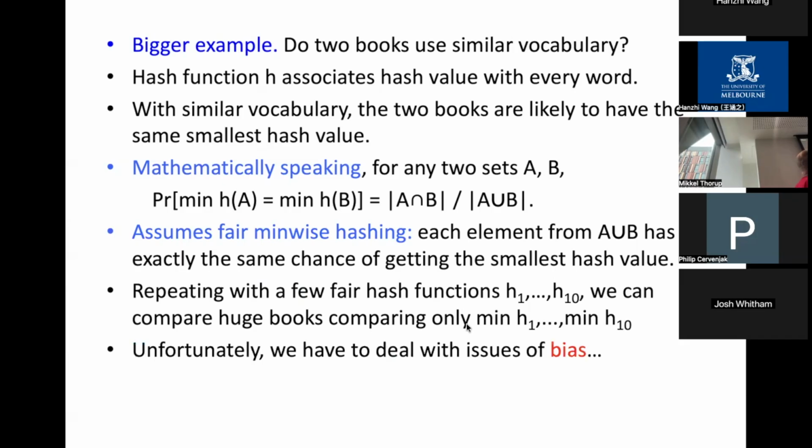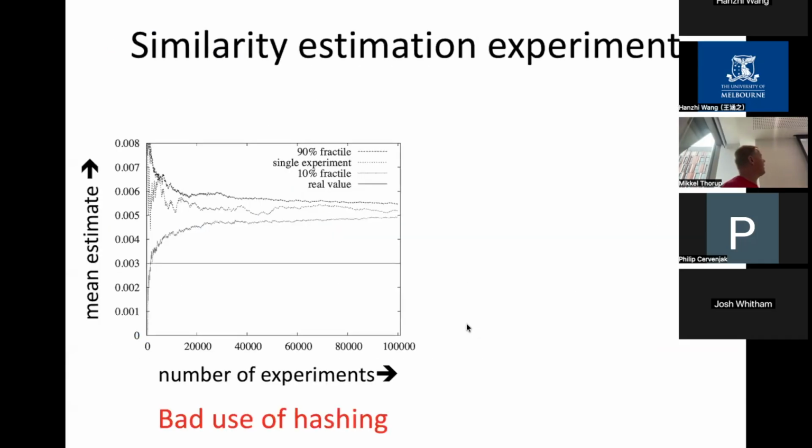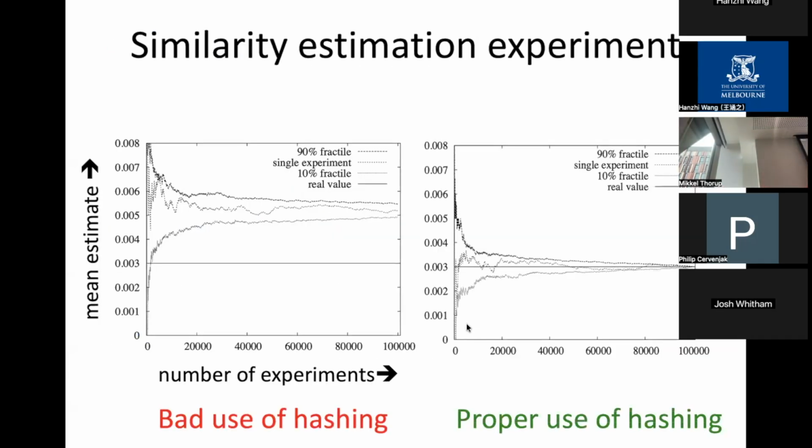Unfortunately, we have to deal with bias. The point is, if some element has a higher chance, so we have a distribution of hash functions, and if some element has a higher chance of being smaller than others, then it's bias, and bias doesn't go away when you look at averages. I'm not going to get more into this, but bias is a big problem. So here's, as I say, a bad use of a hash function. We'll talk a little bit more about it, but I did this experiment, and the point was the use of hash functions which could not guarantee that everybody has the same chance of being smallest.